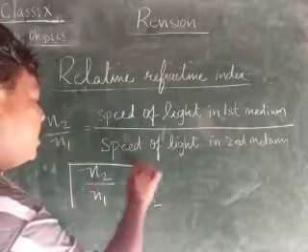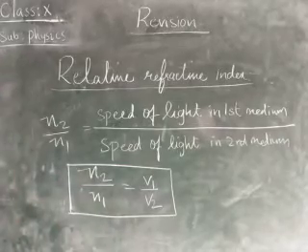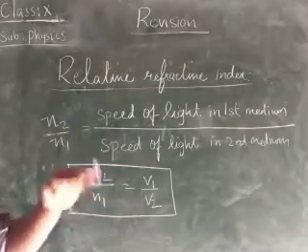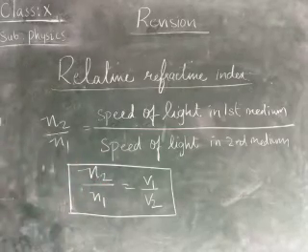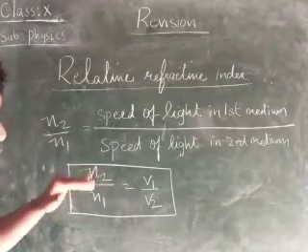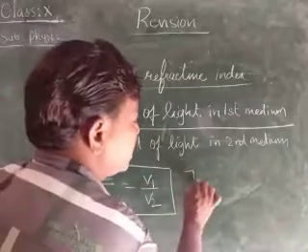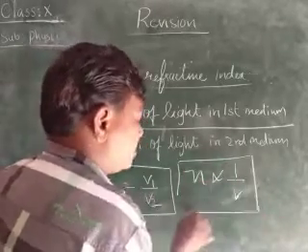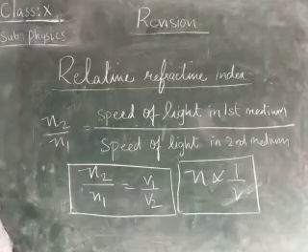Here, children, you should make a note of this. From this you may get a question with options like n2 by n1 is equal to v1 by v2, v2 by v1, or n1 by n2. Therefore, if you get n2 you should get v1. Why? Because n is inversely proportional to velocity. Refractive index is inversely proportional to the velocity of light, children.